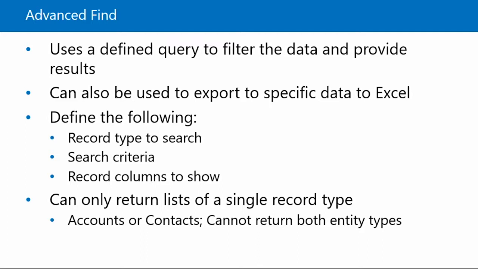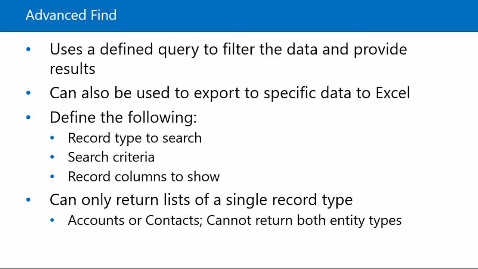Advanced Find provides a more powerful search tool for finding records that match complex criteria or even very simple criteria. For example, if a user wanted to search for a list of accounts that had an annual revenue of over $1 million and were from Texas, they could use the Advanced Find tool to find that list of accounts.